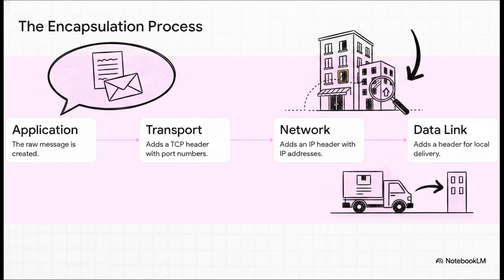At the application layer, you create your message. "Hey, get me this web page." The transport layer adds its header with port numbers. That's like addressing the letter to a specific person inside a giant office building. Then the network layer adds the IP header. That's the main street address of the building itself. And finally, the data link layer adds instructions for just the very next step, like telling the local mail courier which specific truck to put it on.